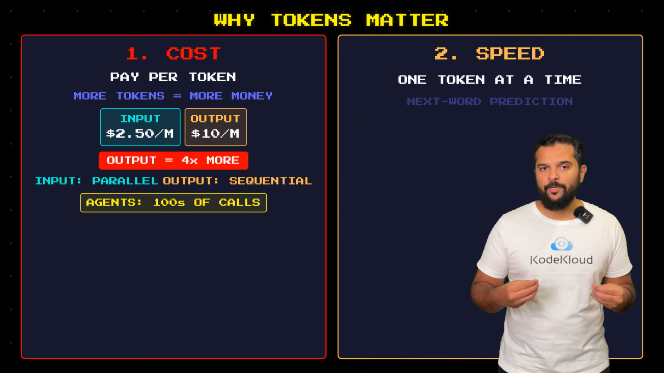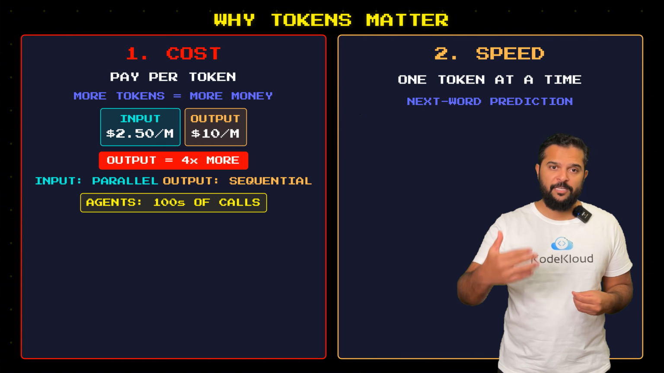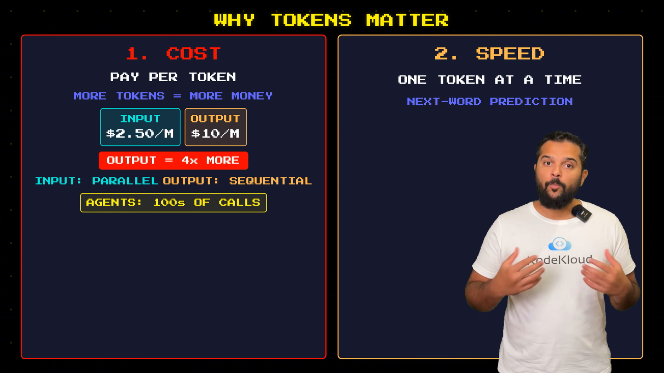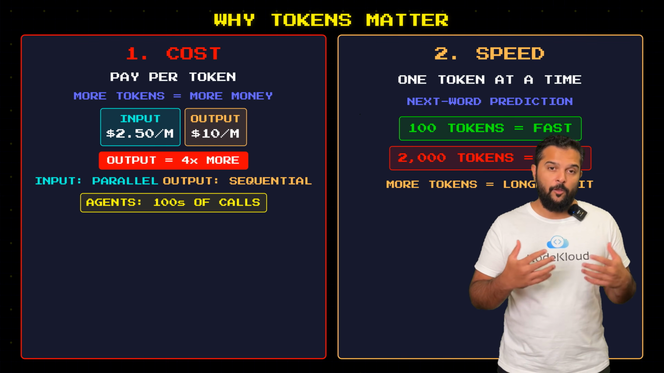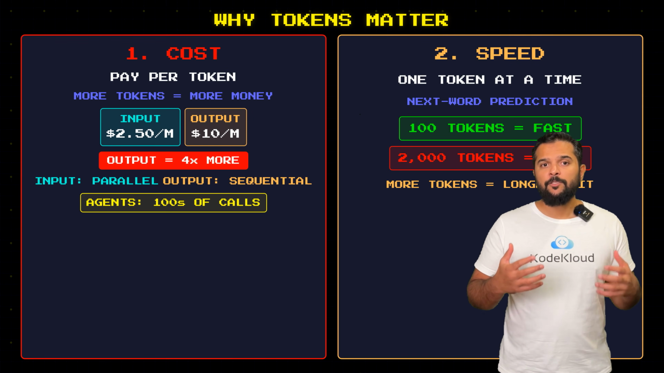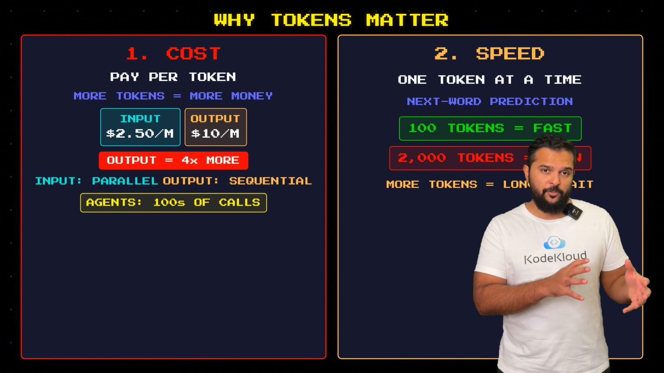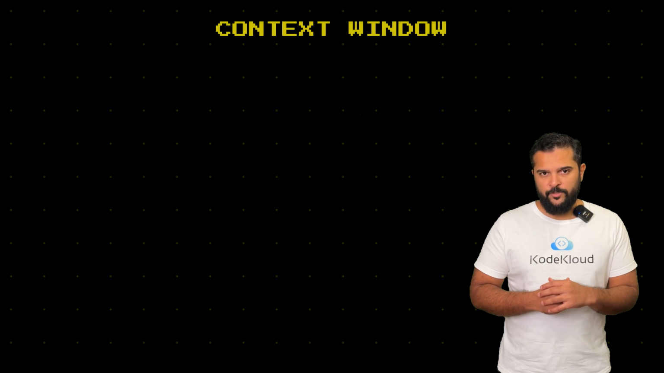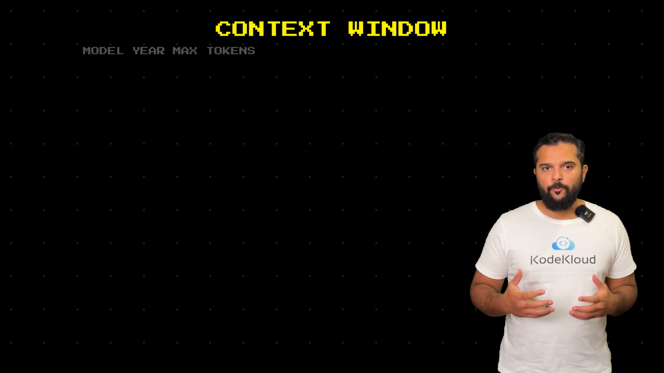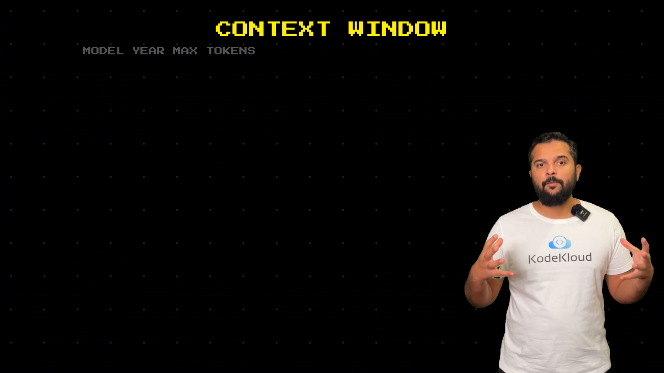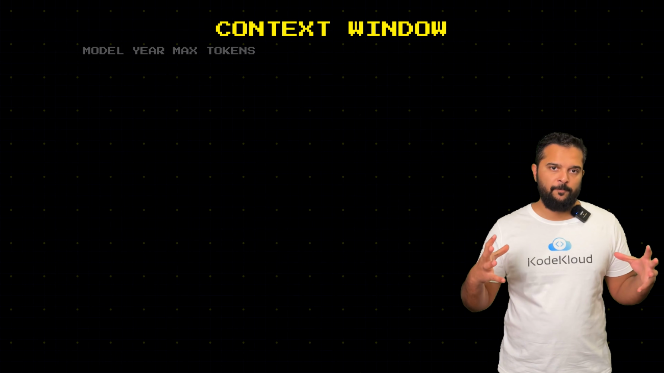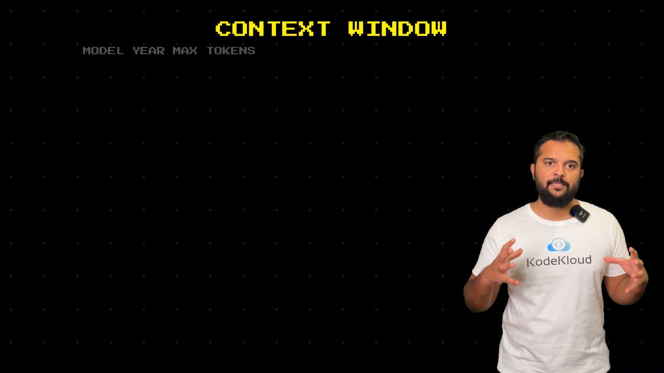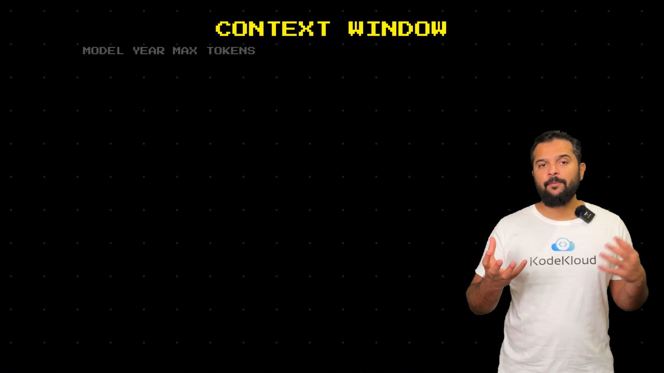LLMs generate 1 token at a time. It's the next word prediction we covered earlier. Now, more tokens in the response means a longer wait. A 100 token response comes back much faster than a 2000 token response. And third, the context window. Every LLM has a maximum number of tokens it can handle at once. That's the context window. It includes both your input and the model's output.